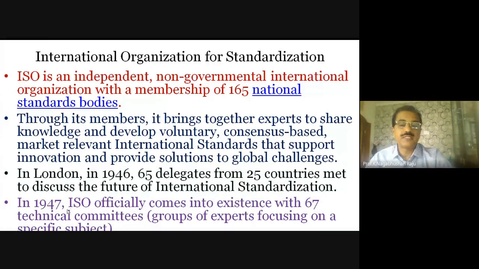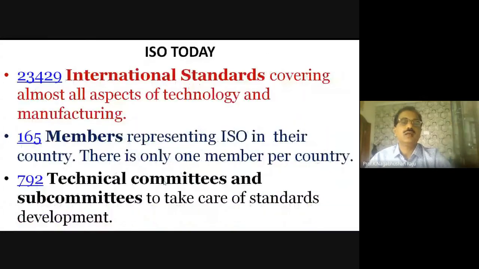1947, ISO officially came into existence with 67 technical committees. Each committee is a group of experts focusing on a different specific subject. Today, ISO has 23,429 international standards covering almost all aspects of technology and manufacturing. There are 165 member countries, with only one member for each country, and 792 technical committees and subcommittees to take care of standards development at regular intervals, keeping innovation in mind.